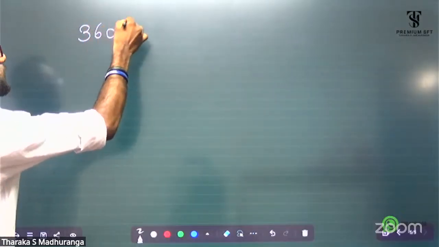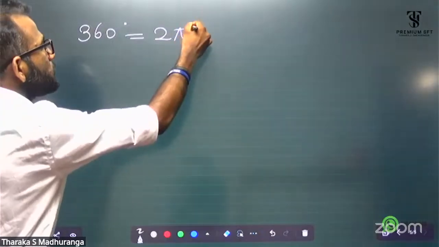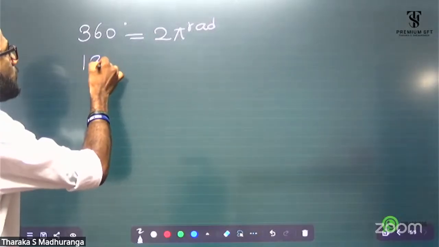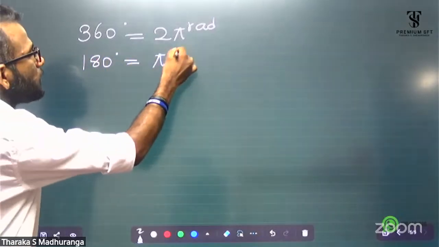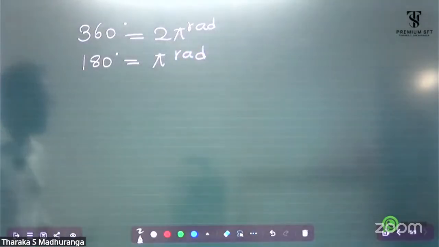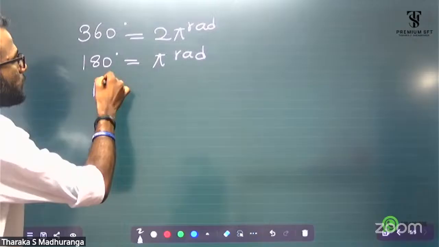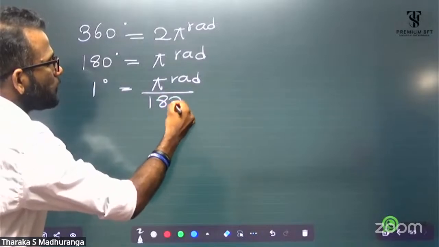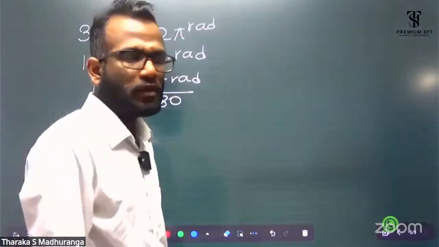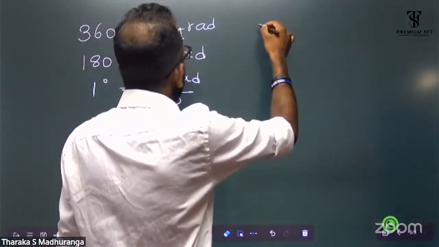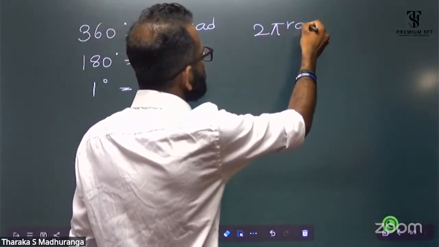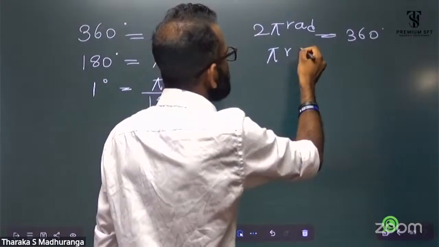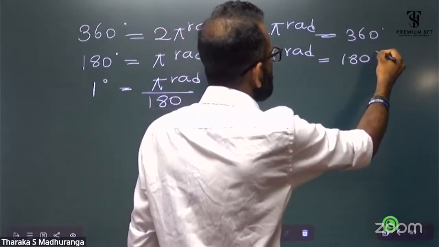360 degrees equal 2π radian, right? If you have 180 degrees, 180 degrees equal π radian. If you have 1 degree, it equals π radian over 180. π over 180 equals 1 degree. Okay, the opposite side: 2π radian equals 360 degrees, and π radian equals 180 degrees.